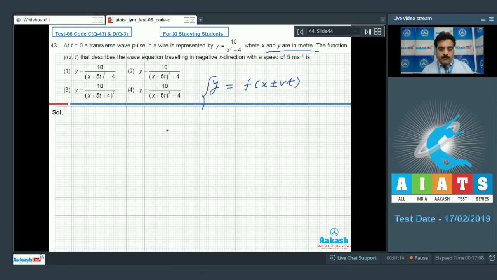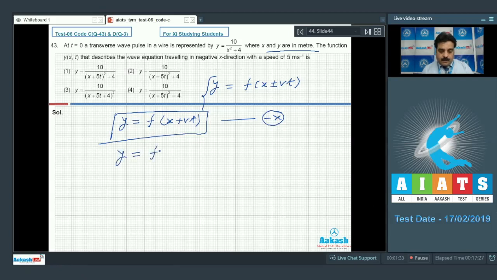If I go to the solution, then first y is equal to f of the function x plus Vt I will take. When the wave is moving towards the negative x-axis, I will use this function. But the other one, f of x minus Vt, is used when the wave is moving towards the positive x-axis. So you will concentrate on x plus Vt. Here V is 5 meter per second, right?